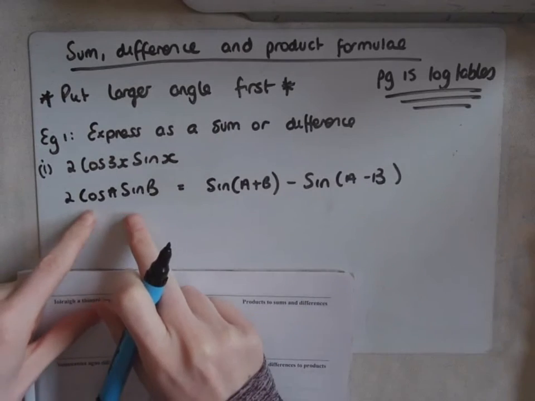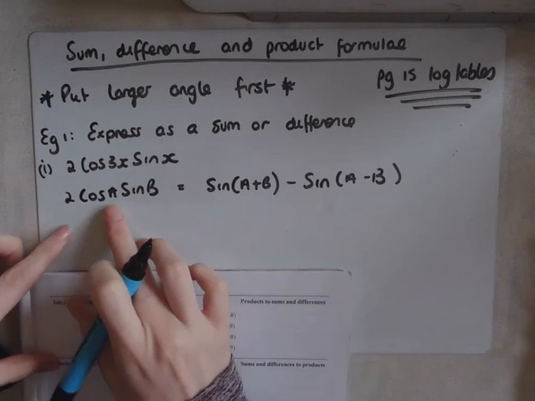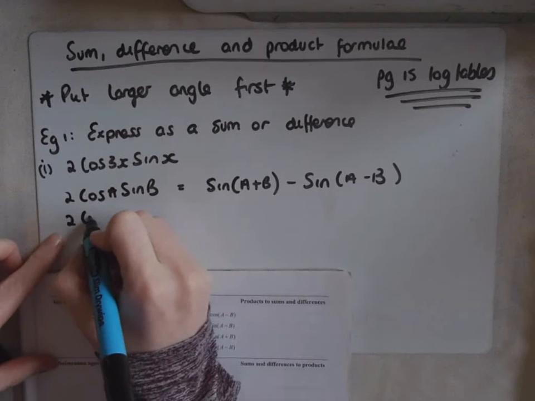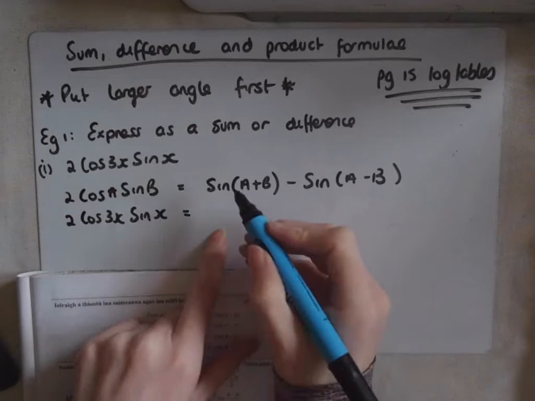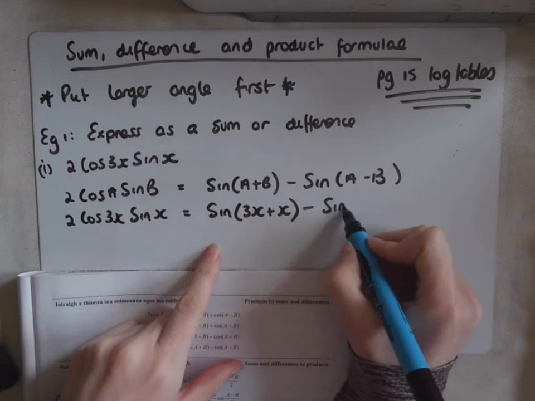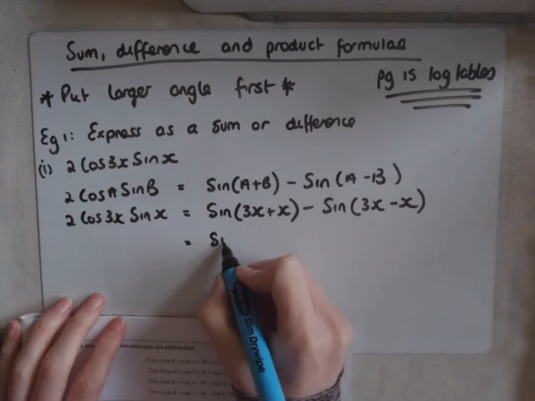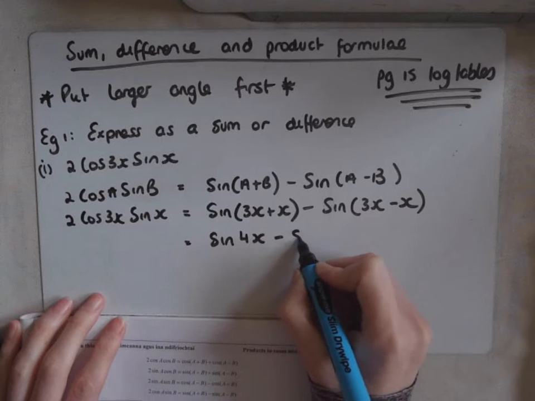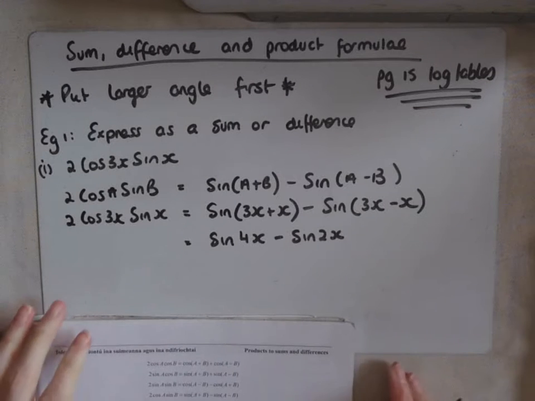So they want us to go from a product to a sum or a difference. In this case, we're talking about a difference. Okay, now my A is my 3x and my B is my x. So my answer, sine 3x plus x, sine 3x minus x. So now I've expressed it as a sum or a difference. Okay, sine 4x minus sine 2x. That's you done there.